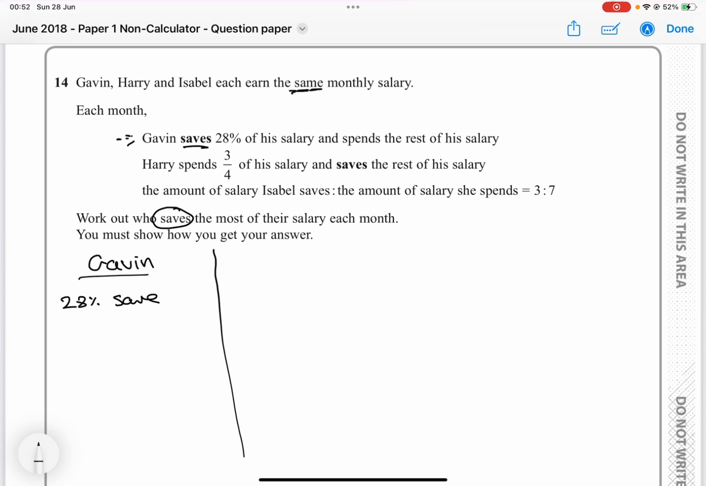So what I need to do is I need to get, for each person, the amount that they save either as a fraction, a decimal, or a percentage, and then I can compare those, okay? So because we've already started off with percentage, we might as well just convert all of them to percentages.